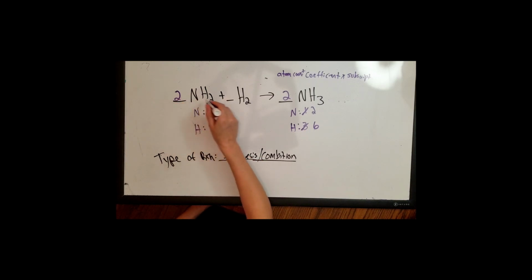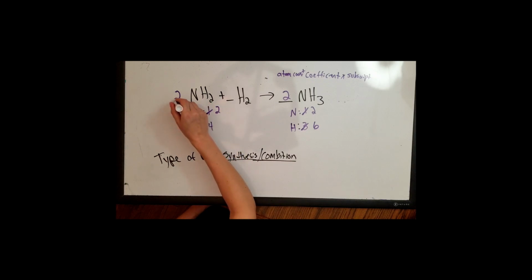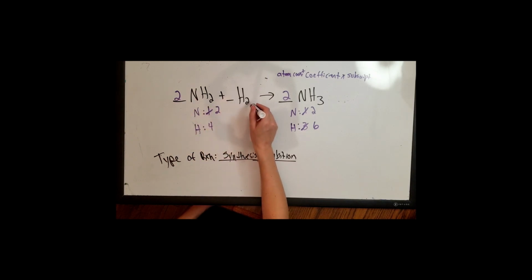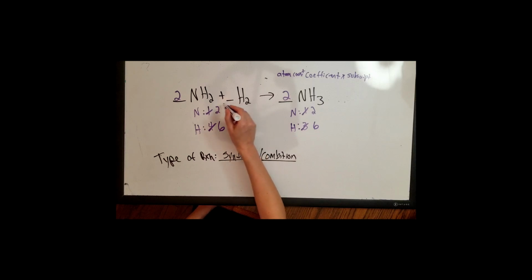Now that 2 is going to affect the hydrogens as well. So 2 times 2 is 4. Okay, but you also have to remember you have 2 more over there. So that's a total of 6. Now it's balanced. 2, and this is an empty space. Empty space, you assume the coefficient's a 1, and then 2. So that gives the balanced chemical reaction of that synthesis reaction.